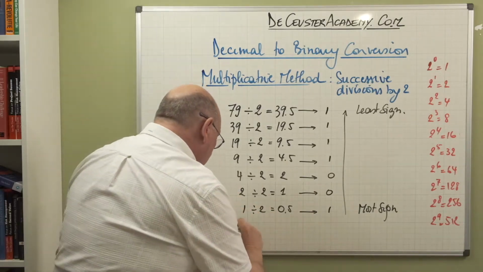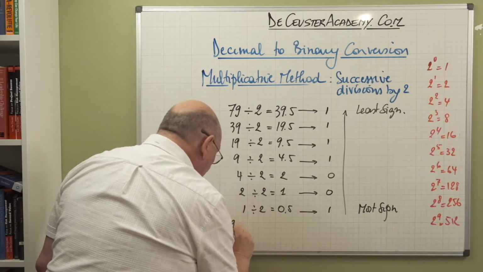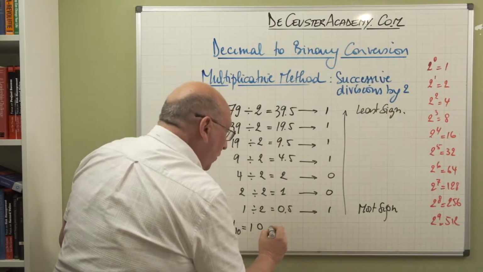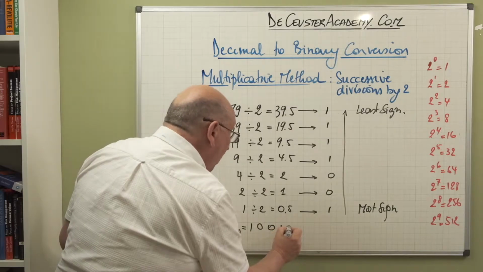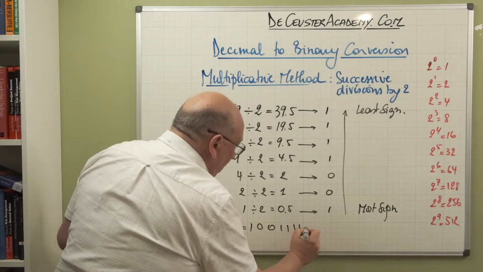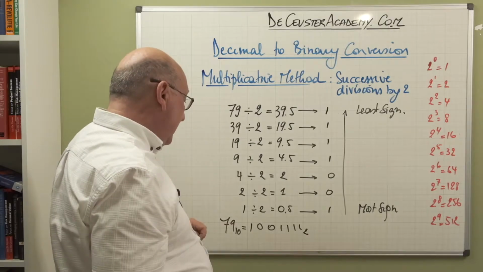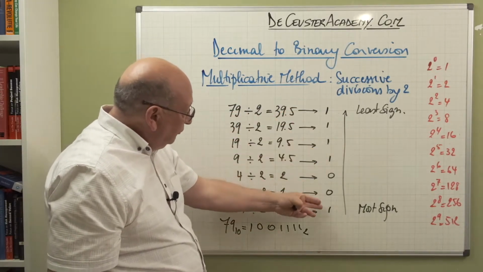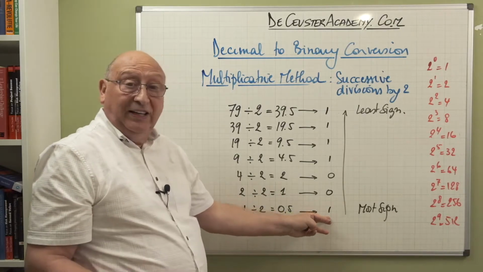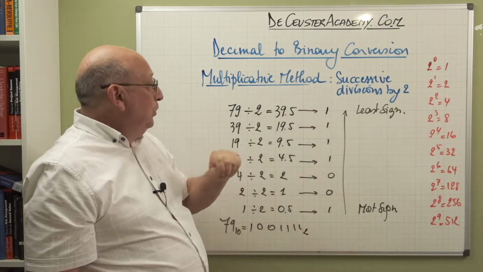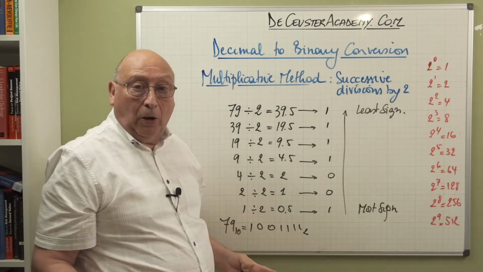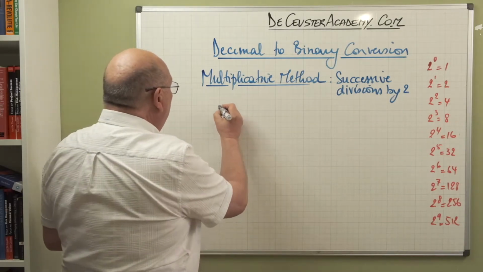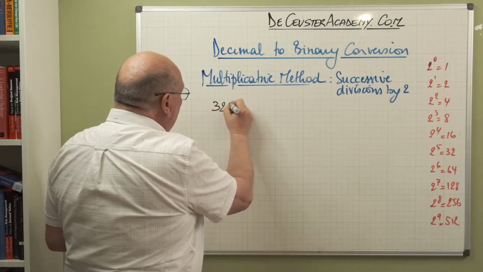So basically this number, 79 base 10, will be equal to 1, 0, 0, 1, 1, 1, 1 in binary notation. So basically this system is quite easy also. We just have to look at the remainders. We finish here at the bottom and then we read from the bottom to the top. Let's now do the same for the other number we found, so you can compare them.